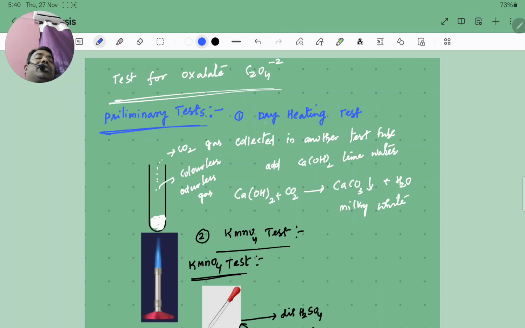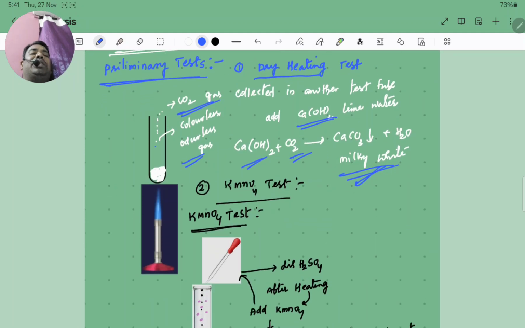So this is the preliminary test. This is the dry heating test, right? The same process, student. Take a clean and clear test tube, add original salt, heat the content, it will produce a colorless, odorless gas which indicates CO2 gas is produced. Now take one more test tube, student. Collect this produced CO2 gas in a clean test tube, then add lime water, that is Ca(OH)2, then it will form a milky white precipitate, which indicates carbon dioxide is reacted with the calcium hydroxide, they will form a milky white precipitate, right?